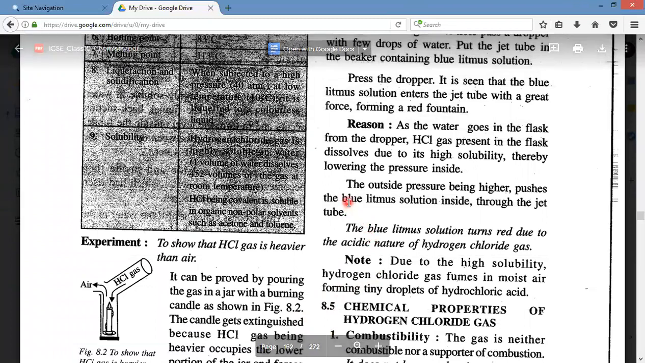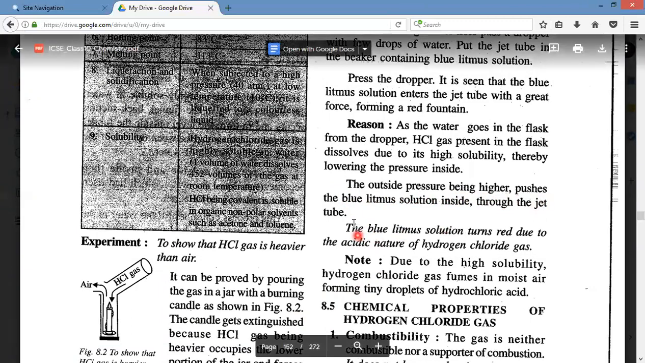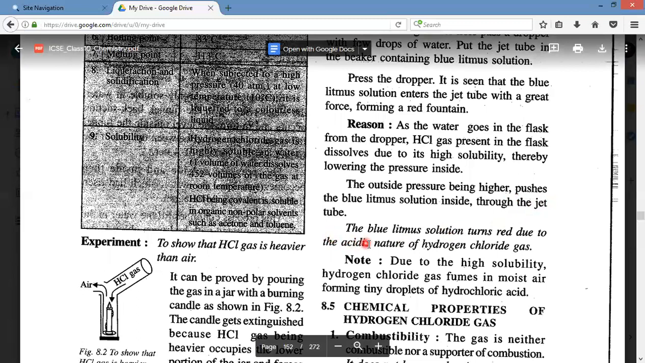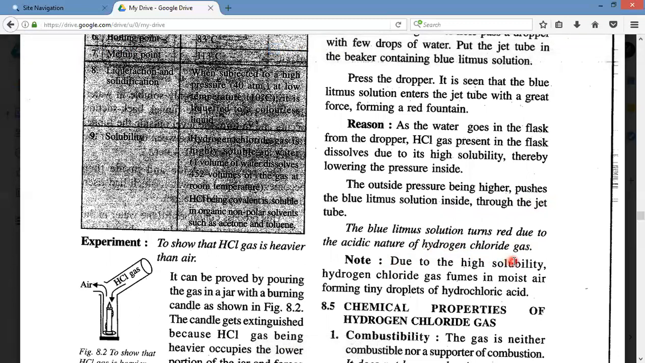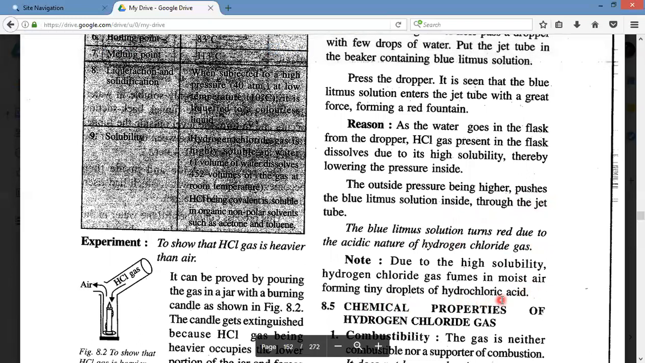Now, keep this line in your mind, that is the principle. The outside pressure being higher pushes the blue litmus solution inside through the jet tube. The blue litmus solution turned red due to the acidic nature of hydrogen chloride. These are very, very important points. Kindly note it down, underline it. Due to the high solubility of HCl gas, it fumes in the moisture, forming tiny droplets of hydrochloric acid. These two activities are very, very important.